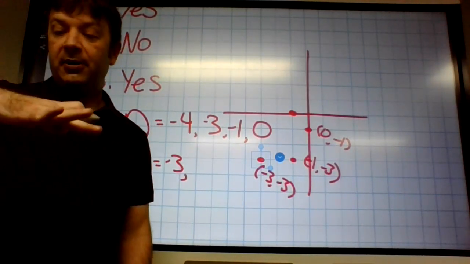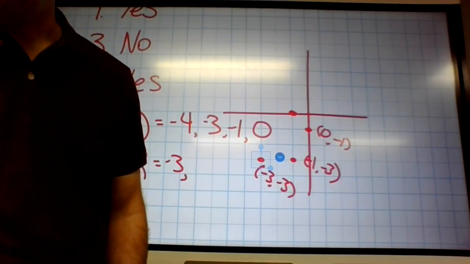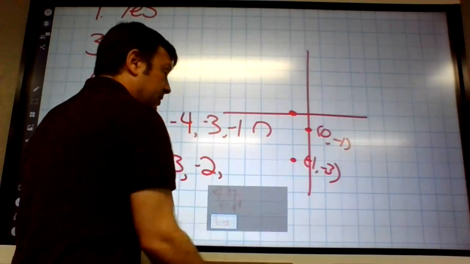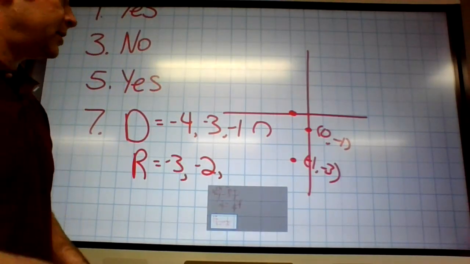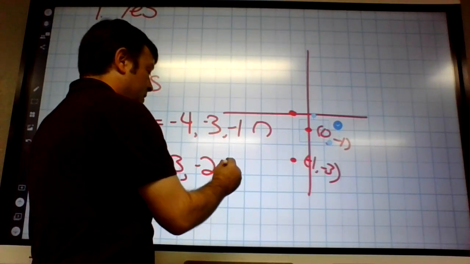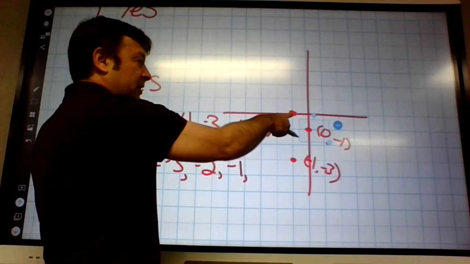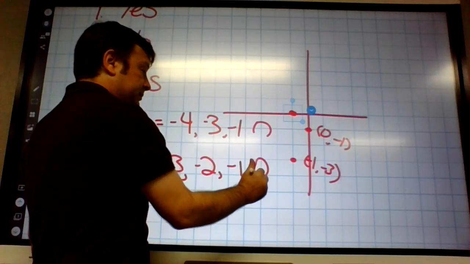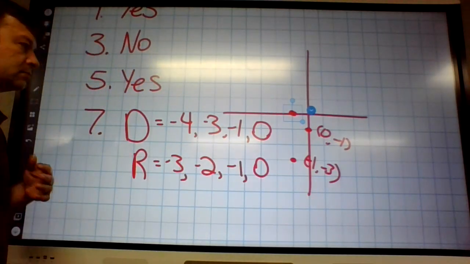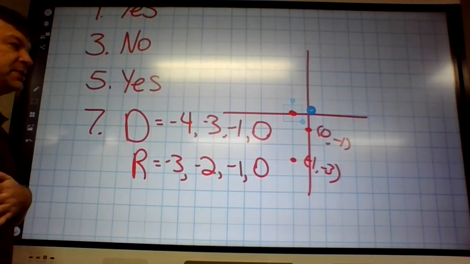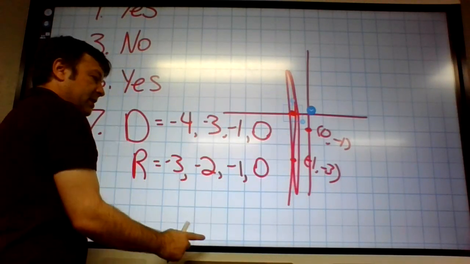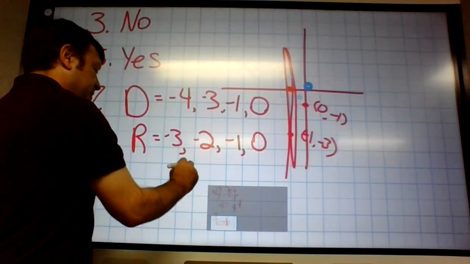And then going up, what's the next lowest y value? -2. Yeah, there is a point with a -2 y value. And then going up, the next lowest point is -1. Then what's the y value for this point? 0. Okay, is it a function? No. It fails the vertical line test right there. So don't forget to put a yes or no.